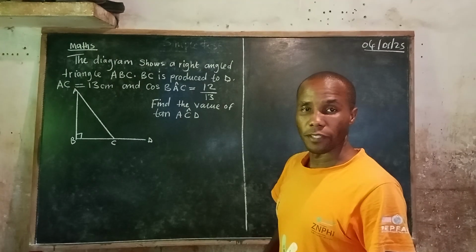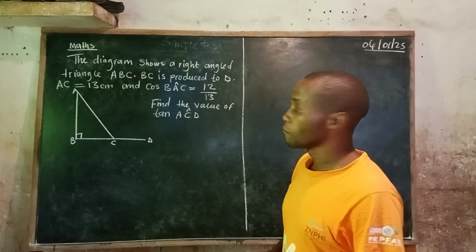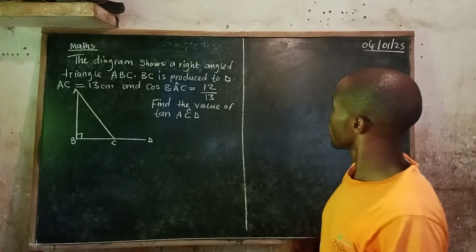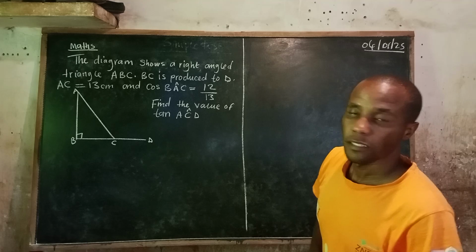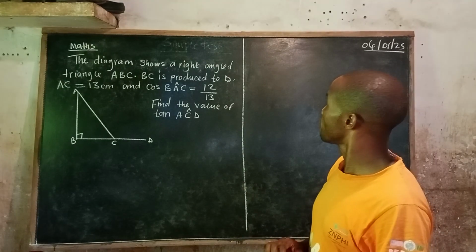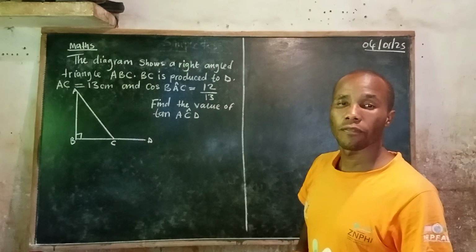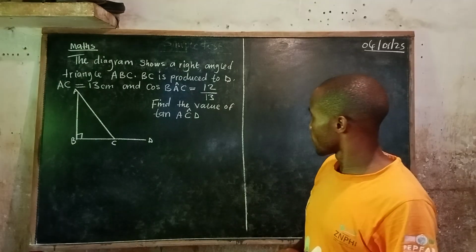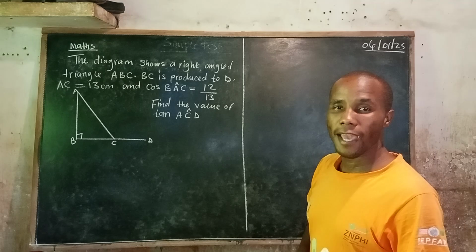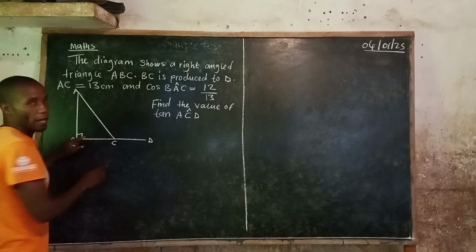So this is today's lesson. The diagram shows a right angled triangle ABC. BC is produced to D. AC is equal to 13 centimeters, and cos BAC is equal to 12 over 13. Then the question says, find the value of tan ACD. Okay, so this is the diagram which they are talking about.